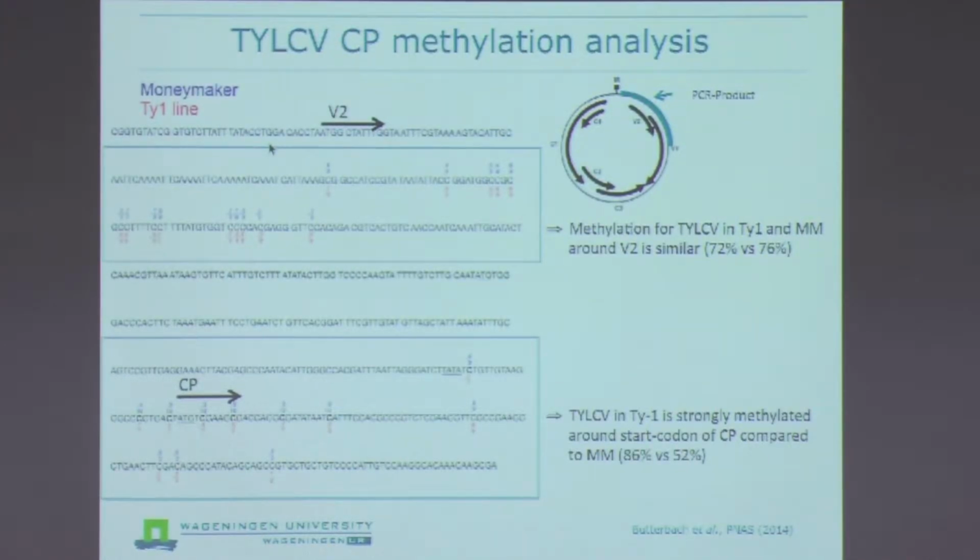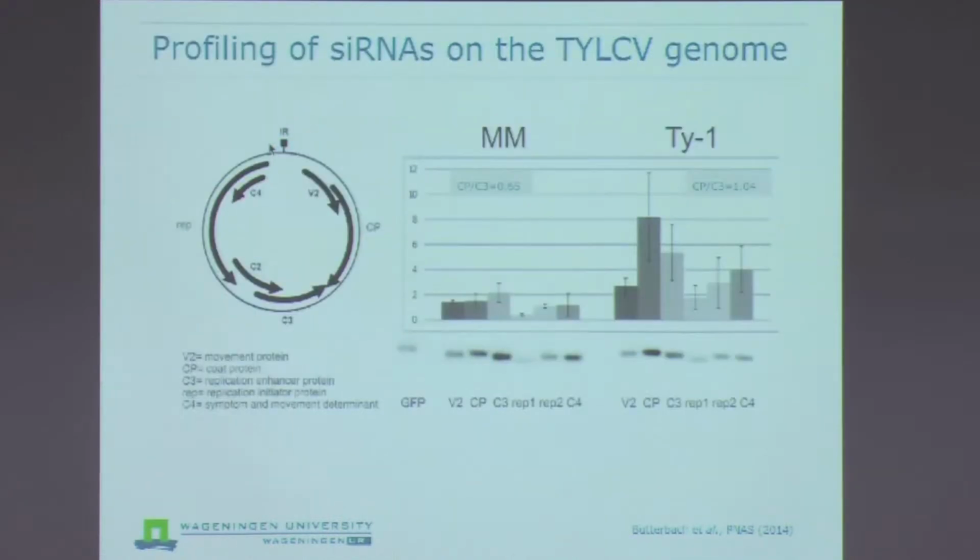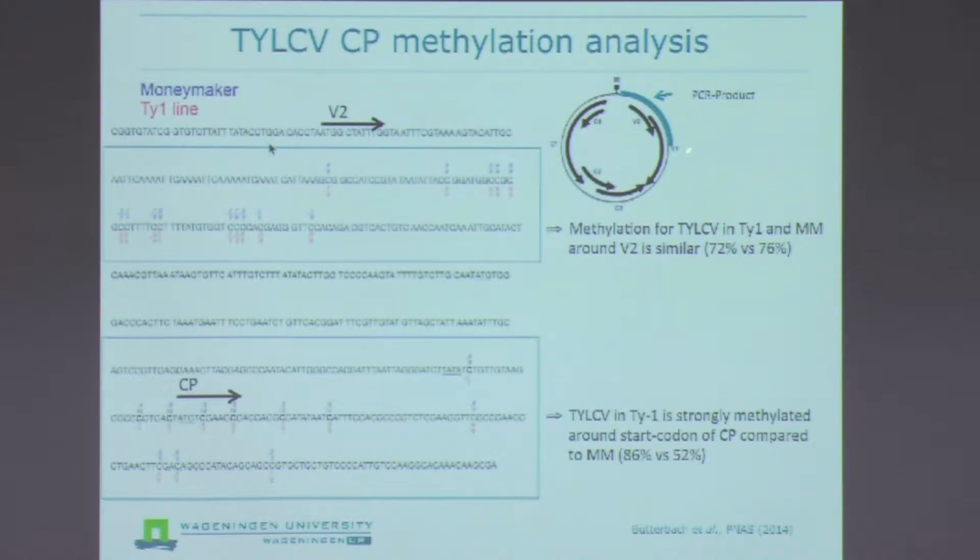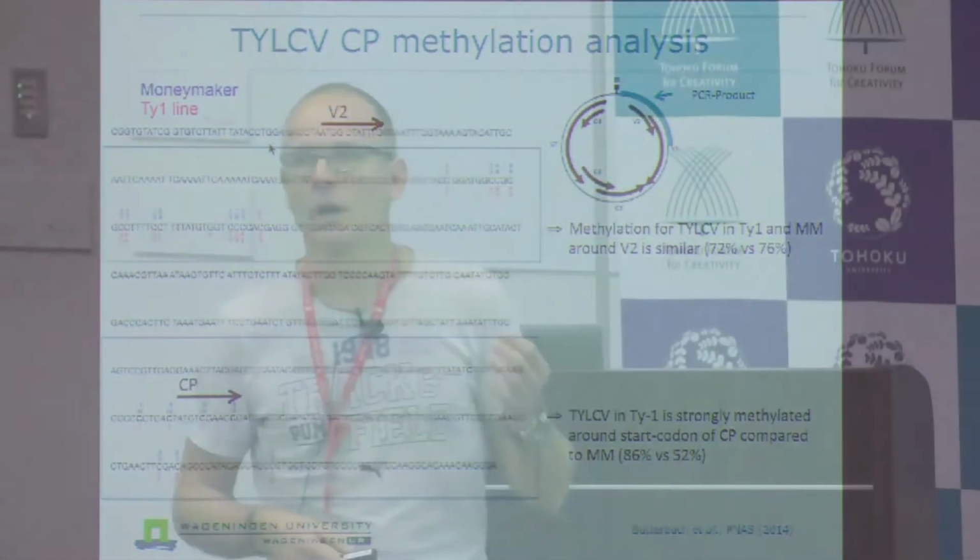Last but not least, what about the methylation? Considering that we actually saw a quite increased amount of CP and C3 siRNAs, which is in this region, relative to what we see here, we looked especially at the methylation profile in this area. So we amplified by PCR this region from the viral genome that we collected from these plants, and which we also treated with bisulfite, which converts the non-methylated cytosine residues into uracils. So by this bisulfite sequencing approach, you can then estimate which cytosines are methylated or not.